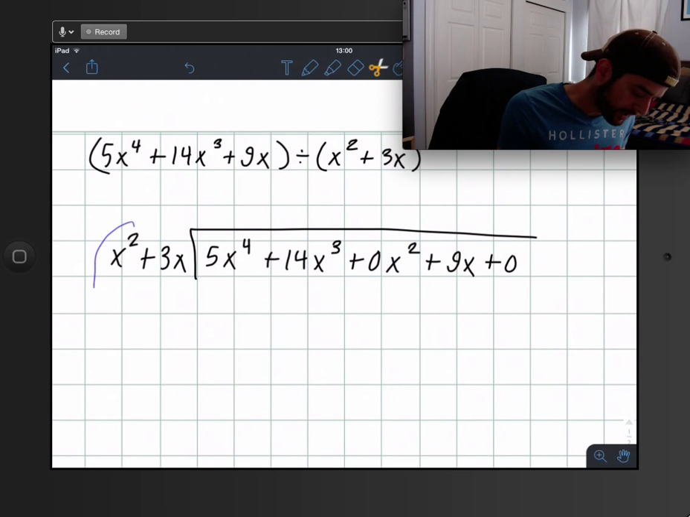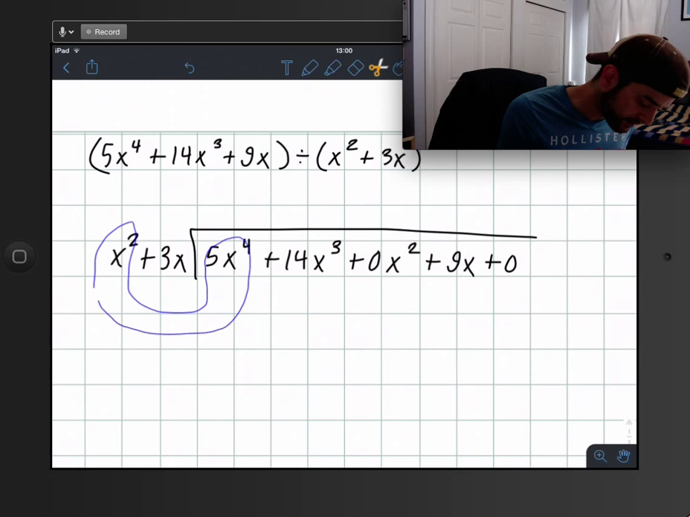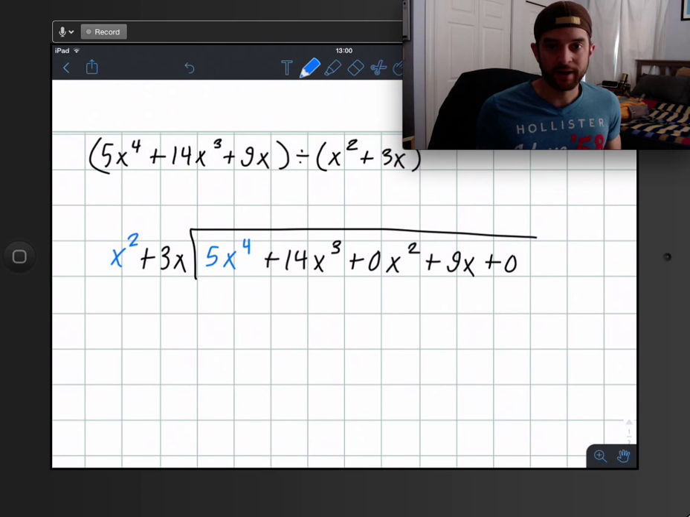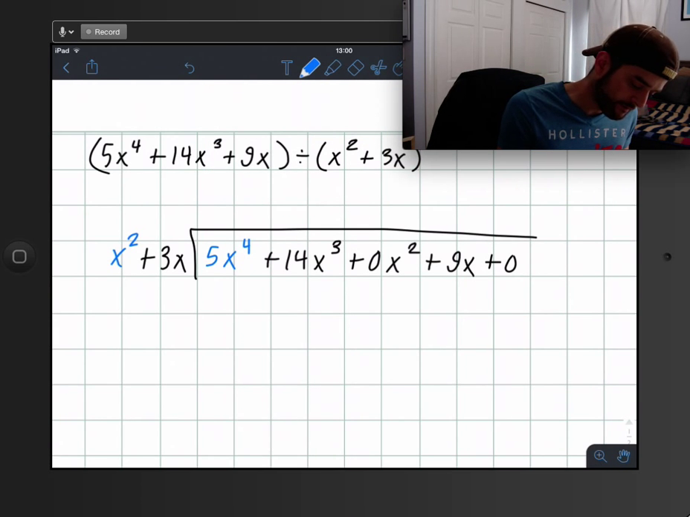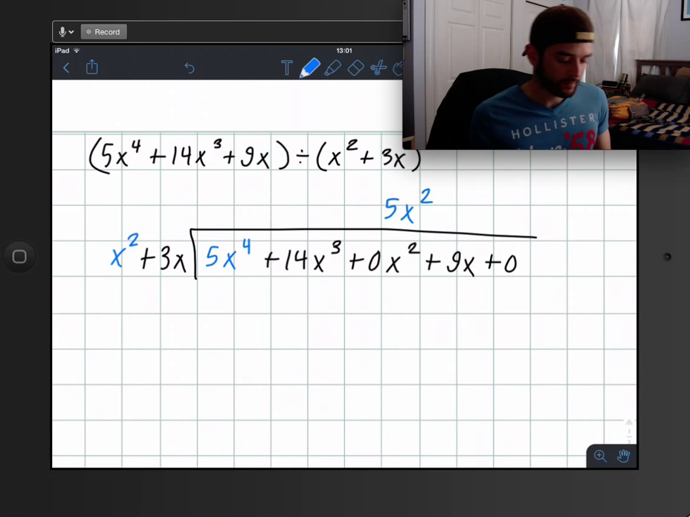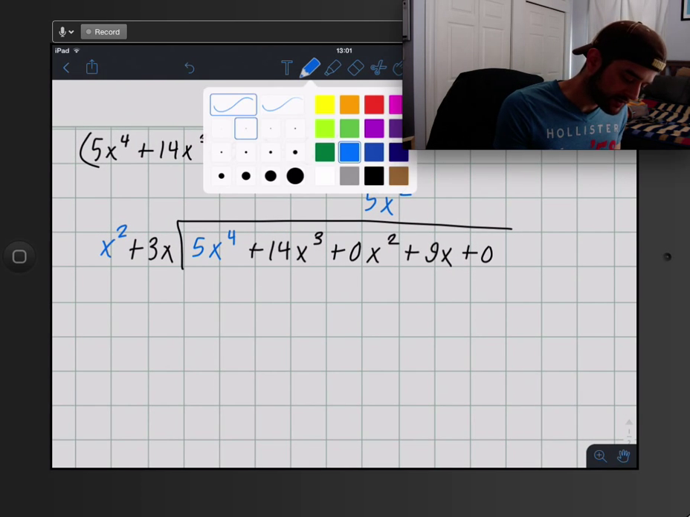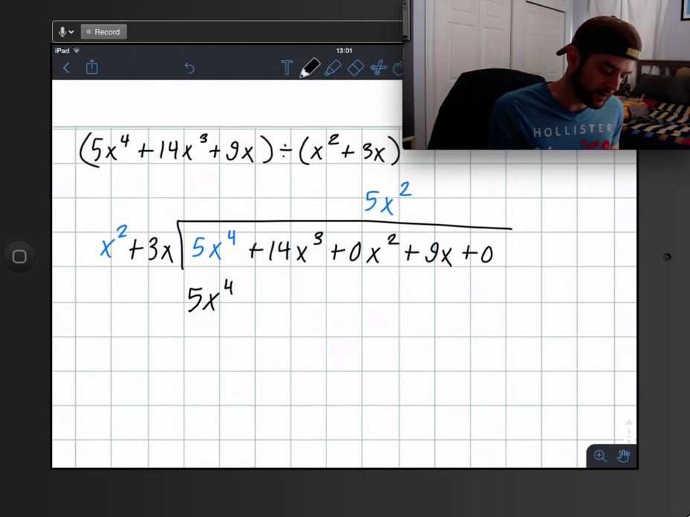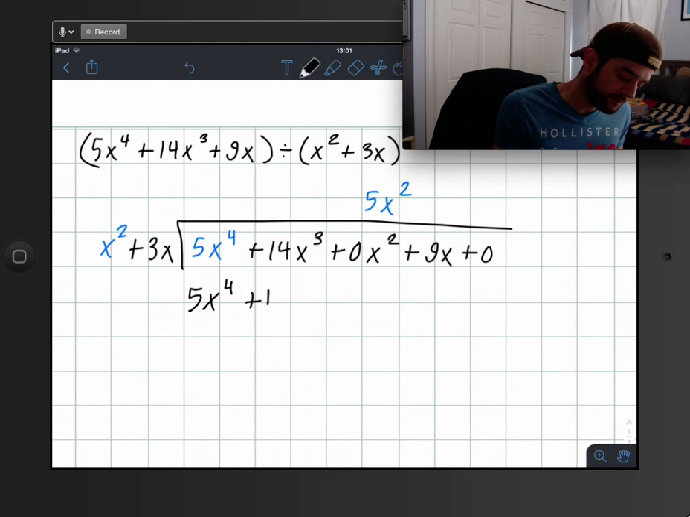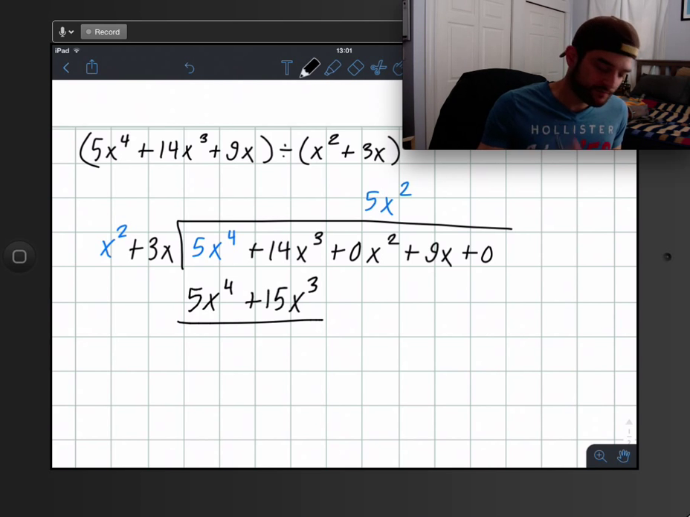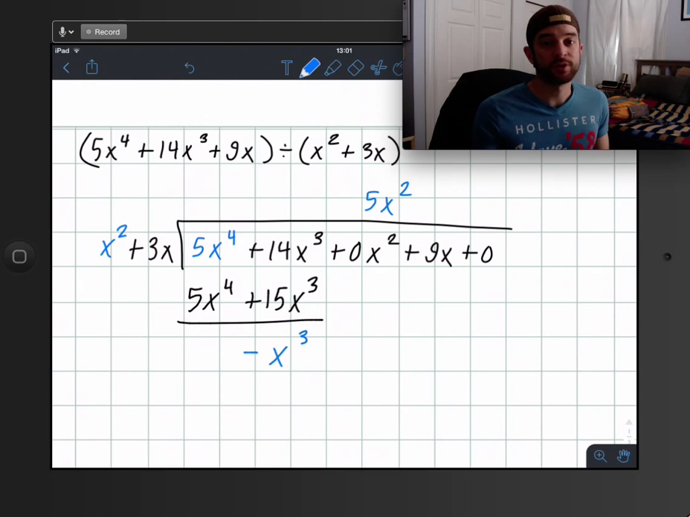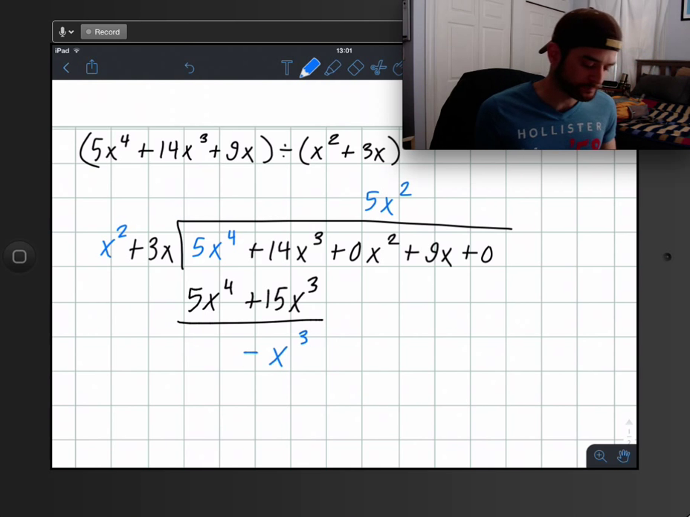So like before, I want to take x squared and cancel out the 5x to the fourth. Well, what can I multiply x squared by to get 5x to the fourth? That would be 5x squared. So 5x squared times x squared is my 5x to the fourth. Because I'm distributing through, 5x squared times 3x is plus 15x cubed. And then 14x cubed minus 15x cubed will get me negative x cubed. So remember, we're always subtracting the second one from the first one.